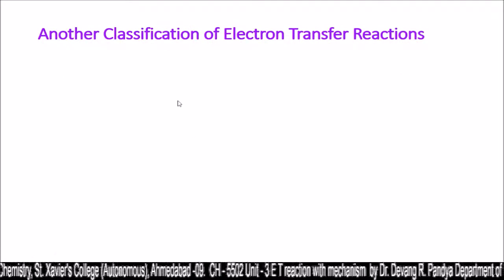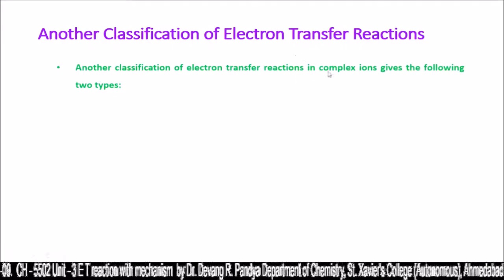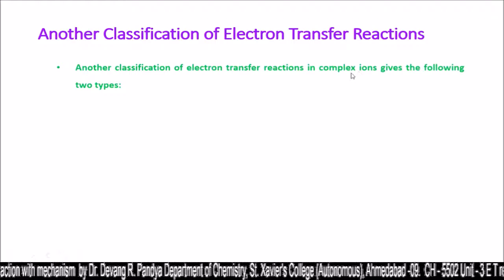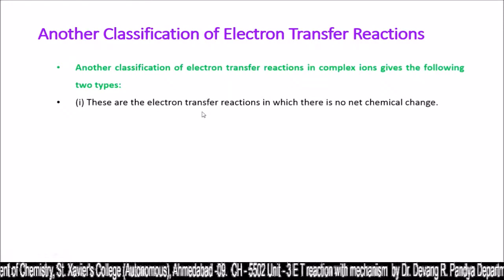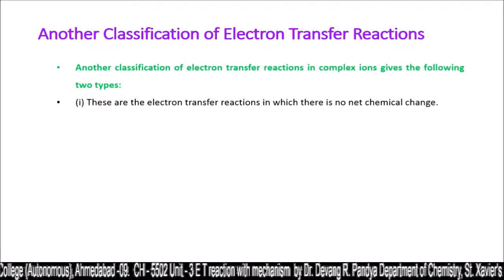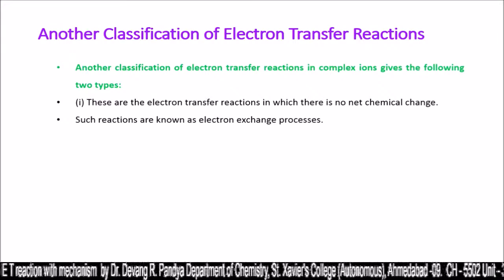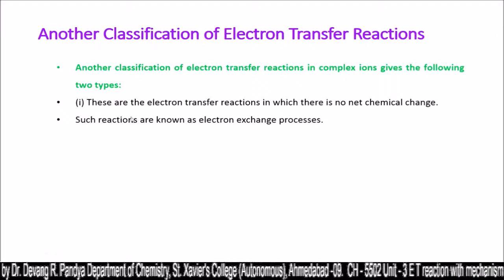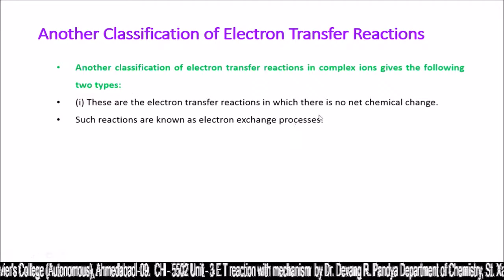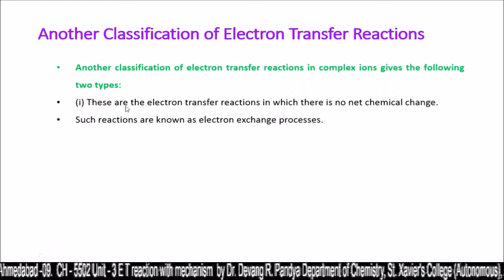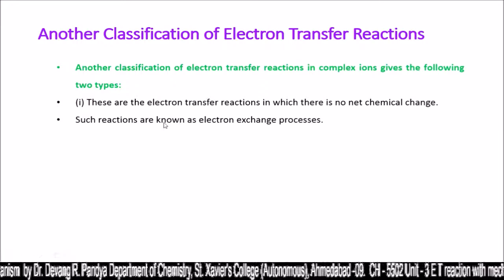Now, another classification of electron transfer reactions. Another classification of electron transfer reactions in complex ions gives two types. One is the electron transfer reaction in which there is no net chemical change. There is no change in the chemical constituents of the participating reactants. Such reactions are known as electron exchange processes, where no chemical change takes place from reactant to product side. It means it is just an electron exchange process.